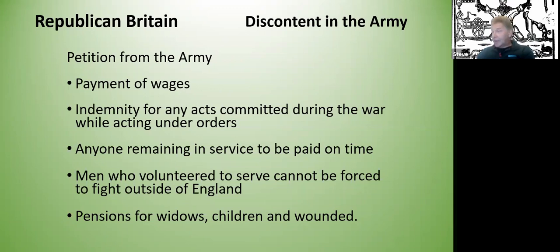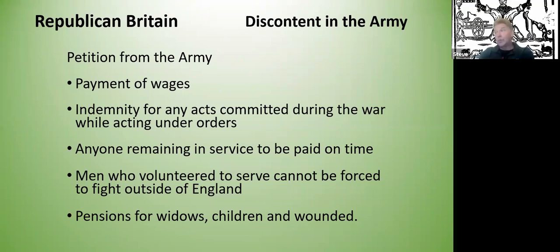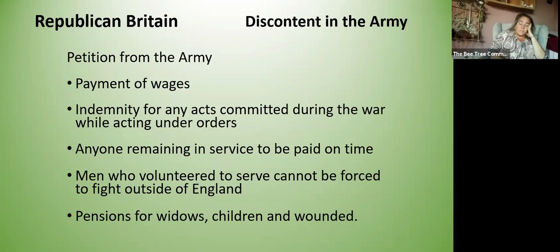Anybody who remained in the army should be paid on time, and anyone who volunteered cannot be forced to fight outside of England. They also wanted pensions for widows, children and wounded. In response, Parliament told the army, you've got to go to Ireland or be disbanded, and tried to replace Fairfax and Cromwell. This resulted in the soldiers electing spokesmen from their own ranks, and these are called agitators.